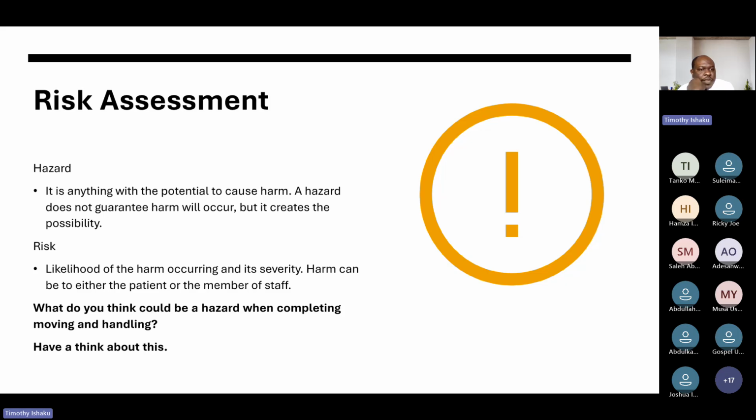Now, in terms of the risk assessment, there is what we call hazards, and a hazard is anything with the potential to cause harm. So when you are looking at the things that are potentially likely to cause harm, it's not necessarily that harm will occur, but it creates that possibility. And based on that possibility, you will act. In a formal documented risk assessment, you can categorize those likelihoods into medium risks, high risks, and low risks.